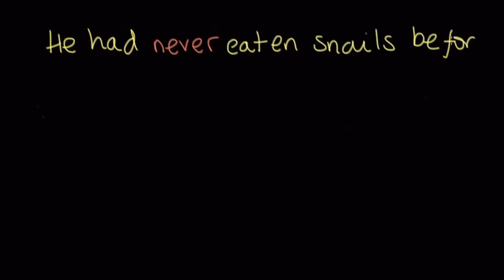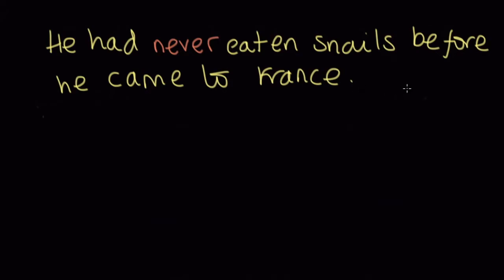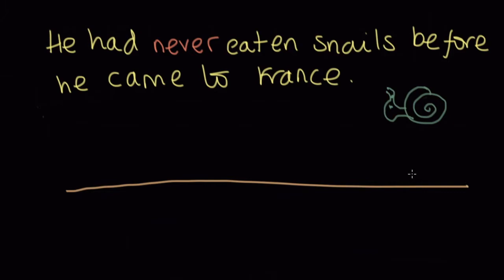So let's look at another example. This time we're looking at the adverb never. So he had never eaten snails before. He had never eaten snails before he came to France. So here we're looking at, again, two events in the past, and we're going to draw a timeline so you can see when these events happened.